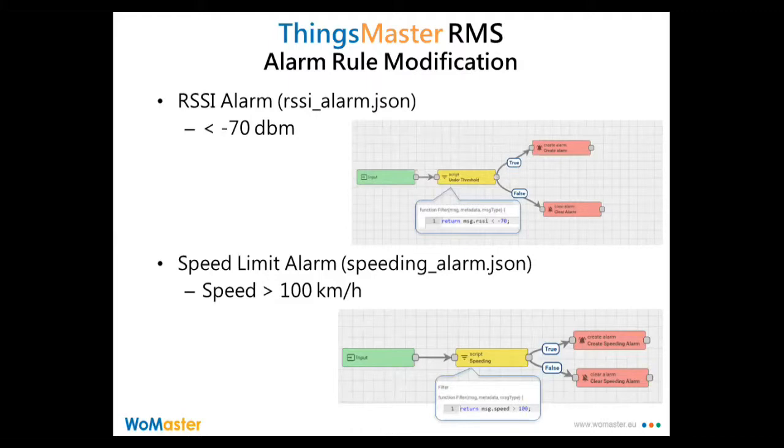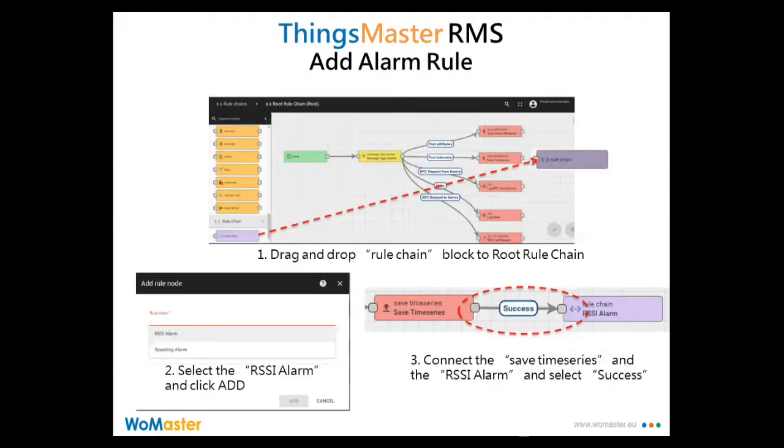If you want to modify it, you just need to click the rule chain box. Then you can change the alarm value. It's very easy. So after we create two rules, now we need to connect them to our root rule chain. It's also very easy. We just need to drag and drop the rule chain box into the rule chain board. Then later the alarm rule, we just create the two files. Then click Add.